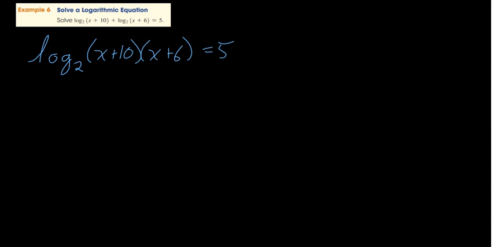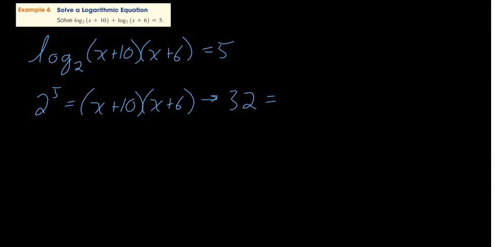So we're going to say 2 to the 5th is equal to my argument, which is x plus 10 times x plus 6. 2 squared is 4, 2 cubed is 8, 2 to the 4th is 16, 2 to the 5th is 32, so we got 32. That's going to be equal to, we're going to have to FOIL this. So this becomes x squared, and then we've got a 6x and a 10x, which will be plus 16x, and then plus 60.